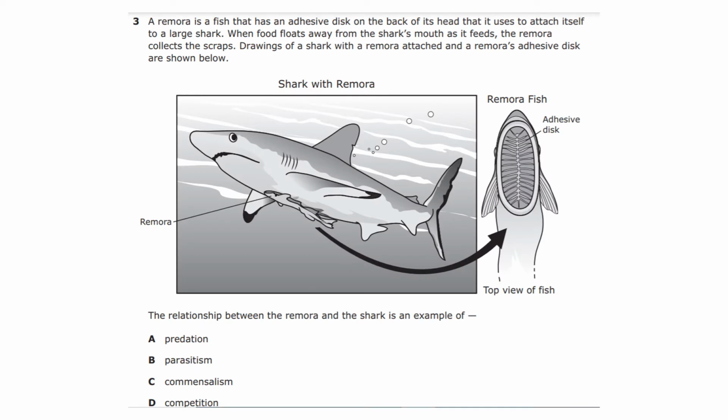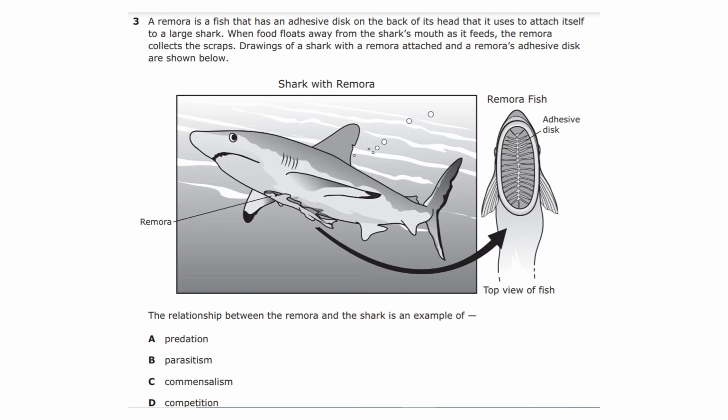On this particular diagram, we've got a picture of a shark with a remora, and the problem explains what a remora is. A remora is a fish that has an adhesive disc on the back of its head that it uses to attach itself to a large shark. When food floats away from the shark's mouth as it feeds, the remora collects the scraps. Drawings of a shark with a remora attached and a remora's adhesive disc are shown below. It shows the top view of the fish.